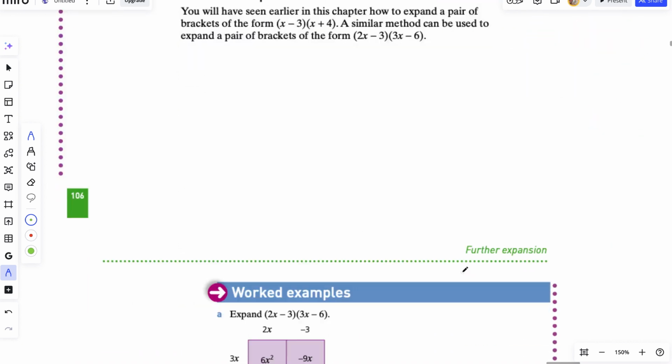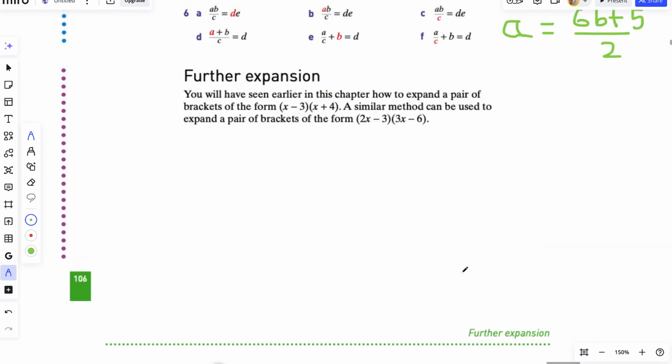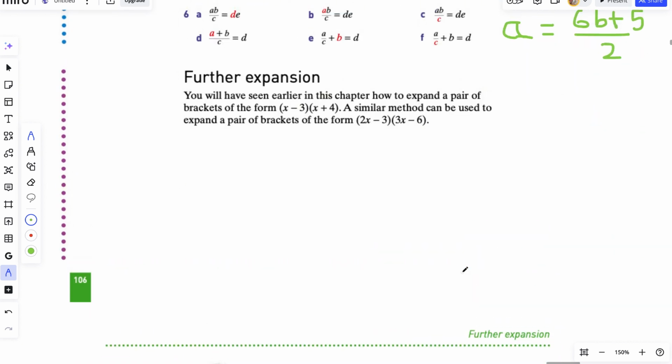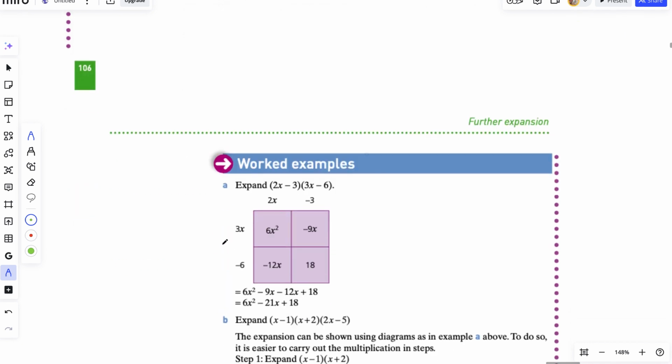Now we have further expansion. It's not a big deal, it's just for us to expand more. It's what we have done before, I don't think we need to repeat this. Let's say you write 2x here minus 3, and 3x here minus 6. Let's quickly go through it, we're not going to write it. Now let's use the box formula.